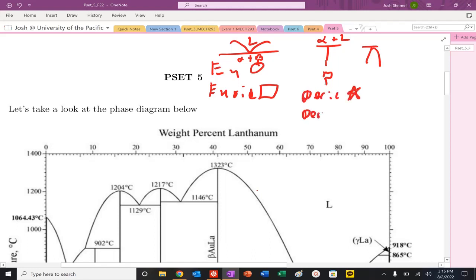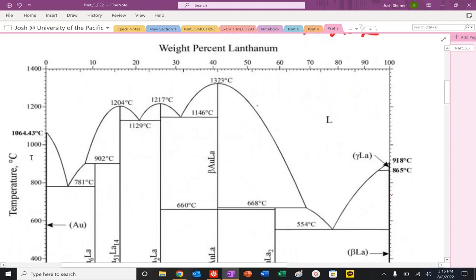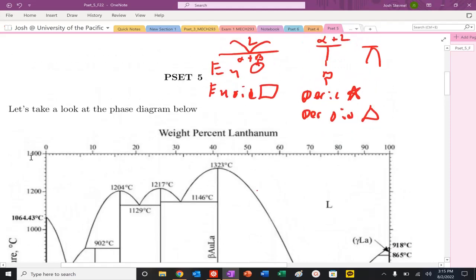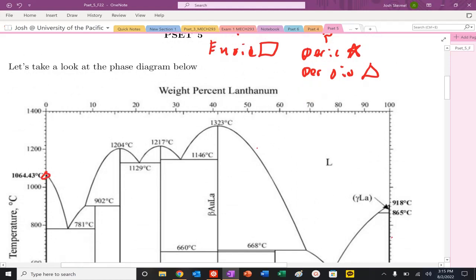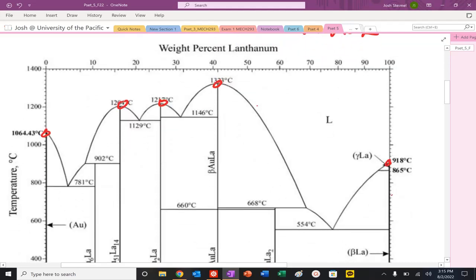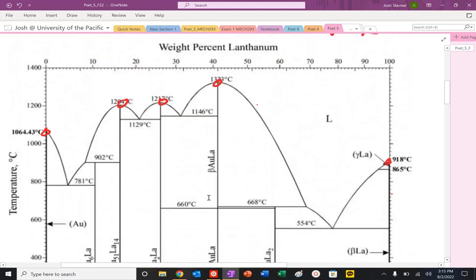And then peritectoid. Again, it would be only solids, so no liquid there. I'm going to do that as a triangle. So let's go ahead and let's try to find out. I could see quite a few. So first of all, invariant melting points here, here, here, here. Again, I'm going from pure liquid to pure solid right here. Those are my invariant melting points.